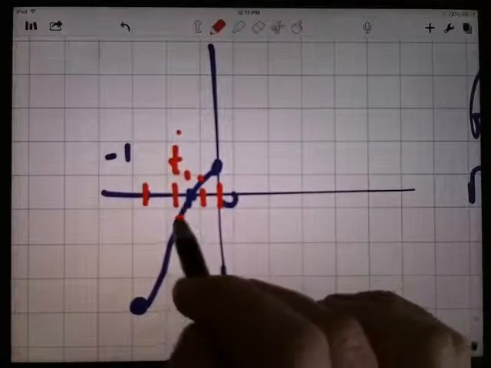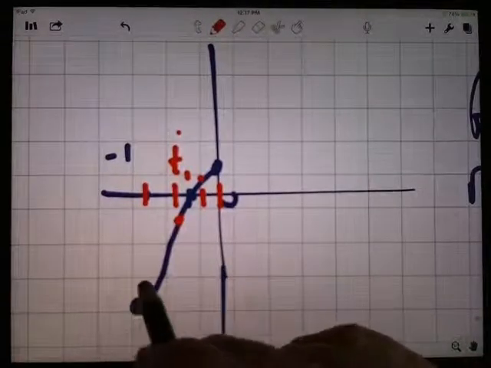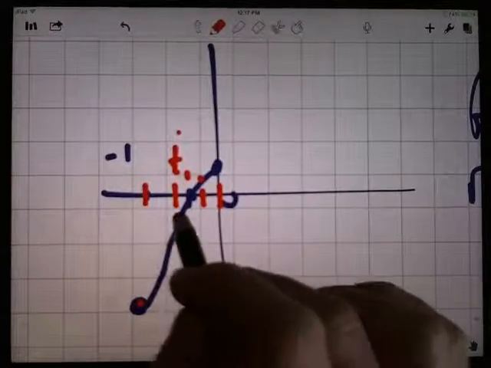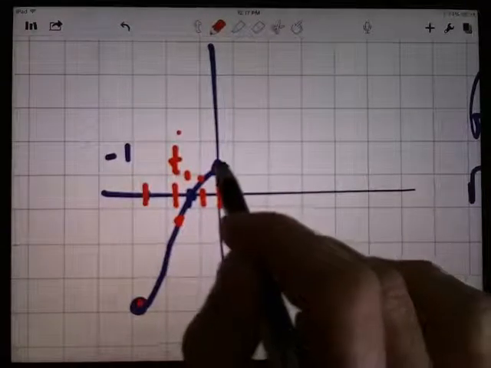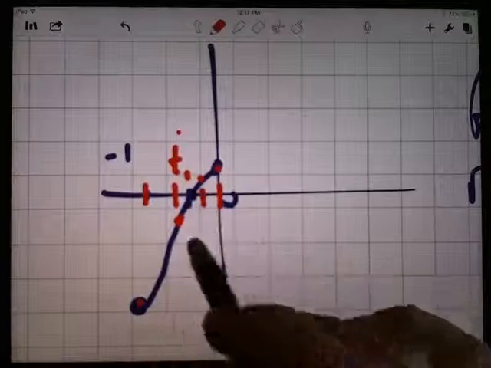If you get negative and negative, that doesn't guarantee me anything, but if you get negative and positive, it's like, all right, you're somewhere in between. So I grab the middle.